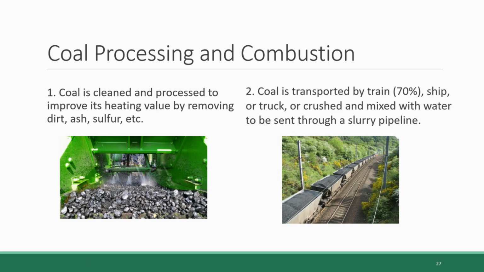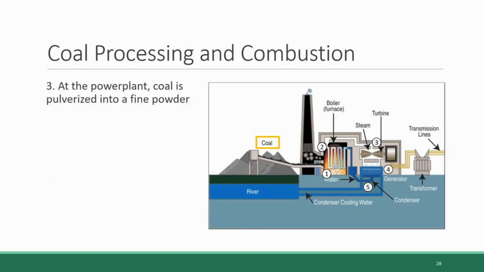70% of coal in the US travels by train for a significant part of its journey, but it may also travel by ship or by truck, or it can even be crushed and mixed with water to form what's called a slurry, and that's sent through a pipeline. Once at the power plant, the coal will be pulverized into a fine powder in order to maximize the amount of combustion that you get out of it.